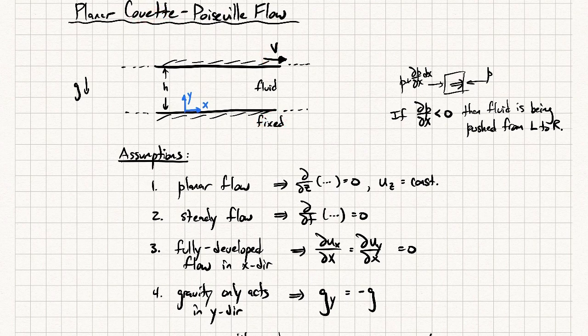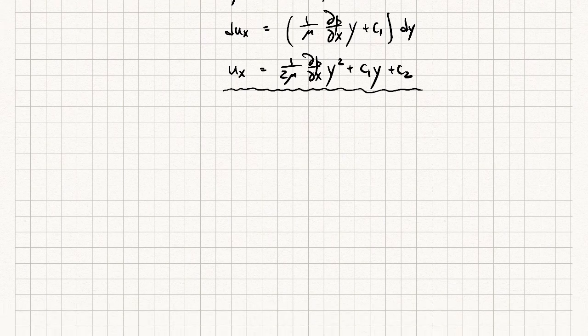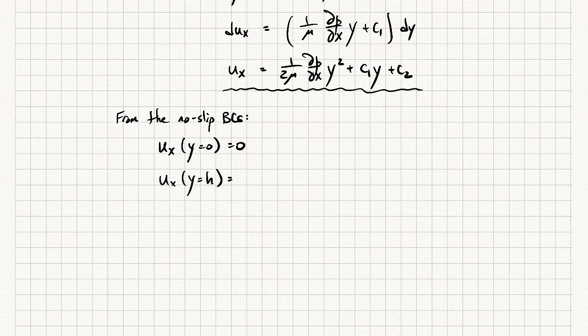Okay, so that means that from the no-slip boundary condition, the x velocity when y is equal to 0 is 0, and the x velocity when y is equal to h should be v because of the no-slip boundary condition. So let's write those down. From the no-slip boundary conditions, ux at y equals 0 is 0 because it's sticking to that bottom plate and that bottom plate's not moving. And ux at y equals h, that's at the top plate, it's equal to v because again it's sticking to that top plate.